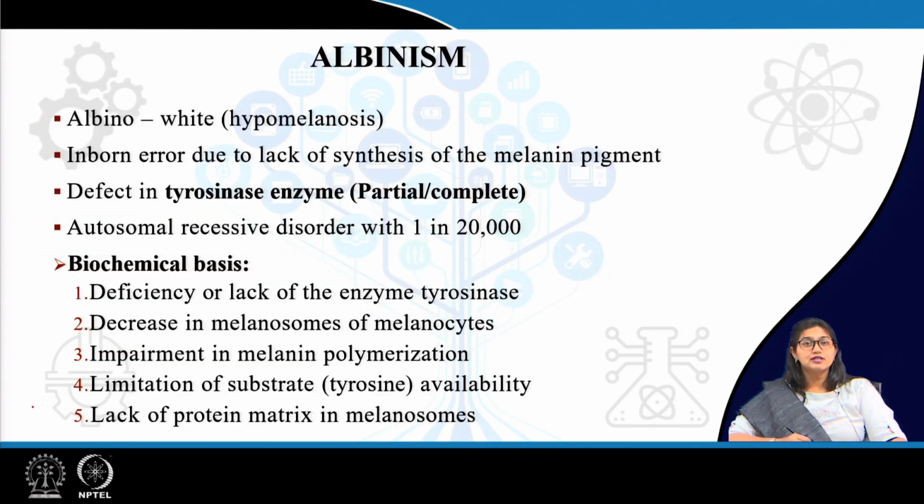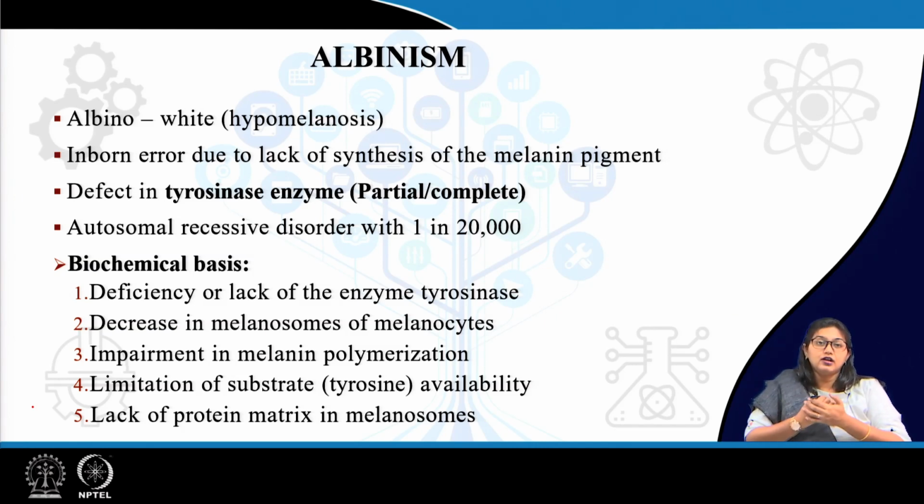Now, we are going to discuss albinism in a bit more detail. So, albinism is basically hypomelanosis, melanosis in generalized terms. What we say albino is basically the white. Now, this is one inborn error of metabolism due to lack of synthesis of melanin. The enzyme is tyrosinase. Now, tyrosinase can be partially absent or completely absent. Based on that, manifestations are different. Now, autosomal recessive pattern is there, but sometimes an X-linked variety of albinism is also present.